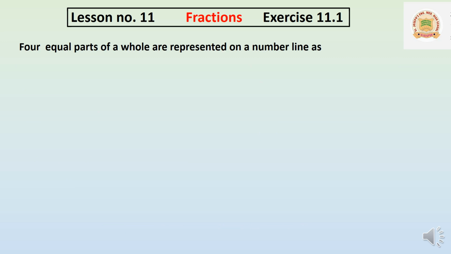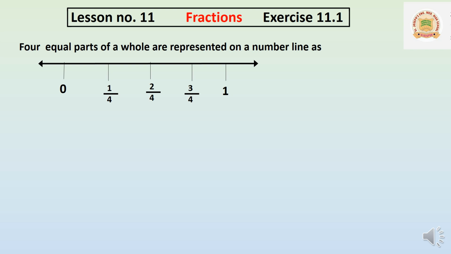4 equal parts of a whole are represented on a number line. I will show the same thing on the number line. This is the number line which begins from 0 to 1. There is one complete thing, because we have one square, no children. Now how will we make the parts of it? 1 by 4 means quarter, 2 by 4 means half, 3 by 4 means third quarter.